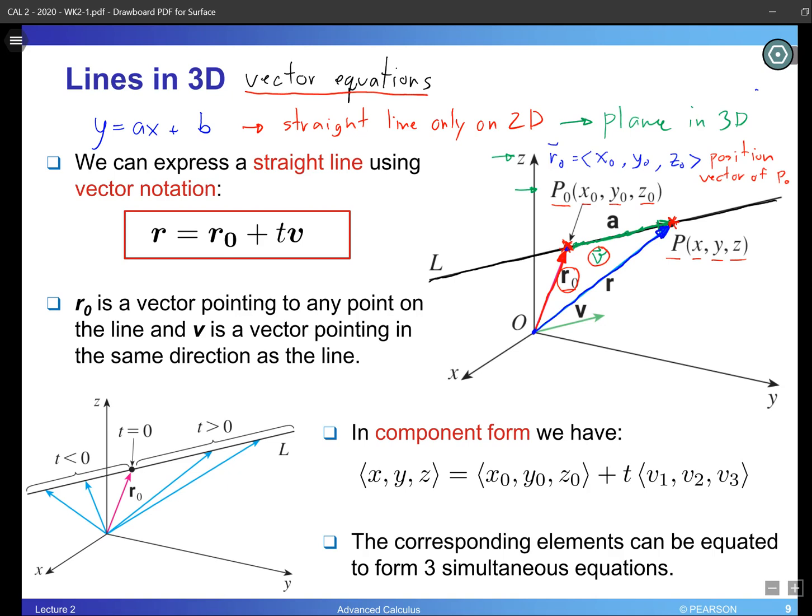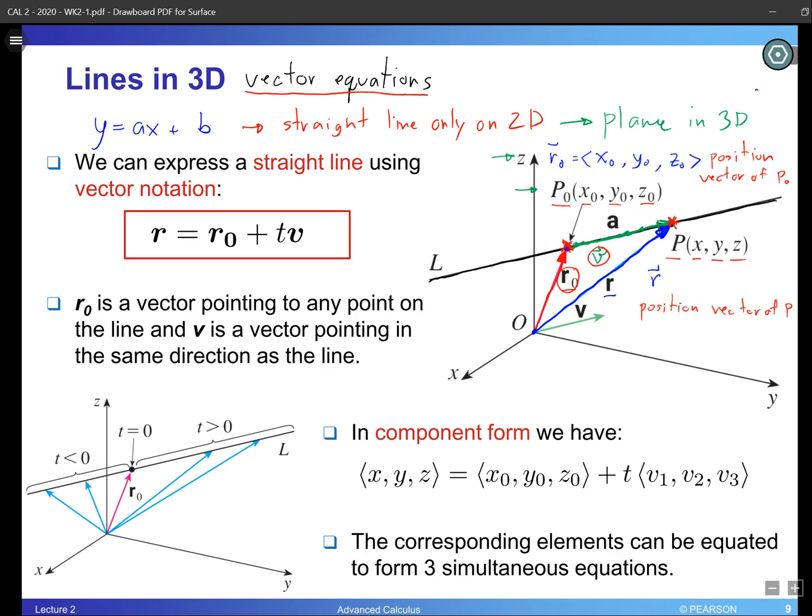And we are going to call this vector r. Okay? So let's try to find the components of this vector r. This vector r is the position vector of point P, because it points to this location P. Now let's find the components of this vector r.